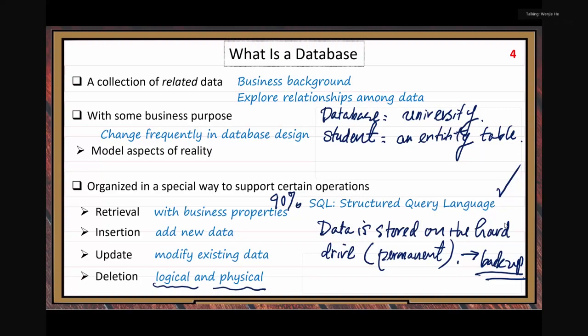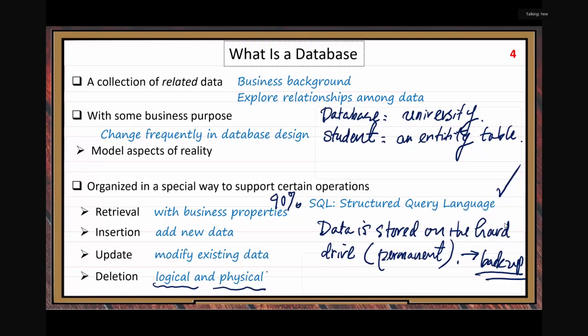But still, even when people do backup, there is a chance some valuable business data could be deleted by accident, right? So if we use the physical deletion, it's gone. It's gone from the hard drive, and you cannot recover it. So you delete it from your DBMS, then the data does not exist on your hard drive, and you cannot recover it. That's the physical deletion.